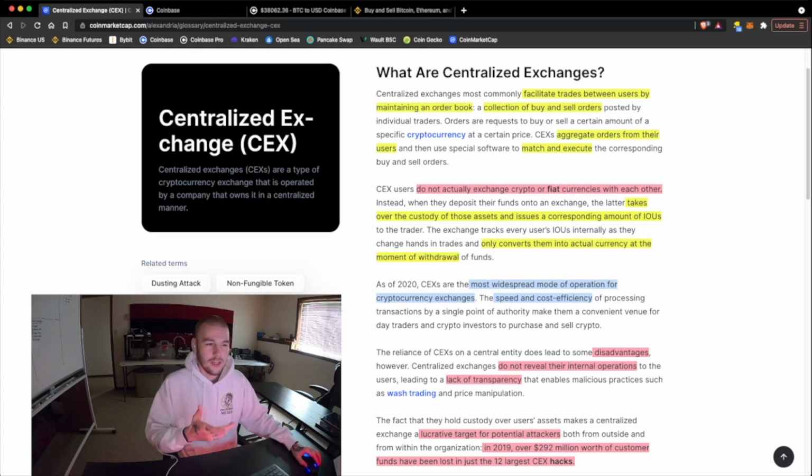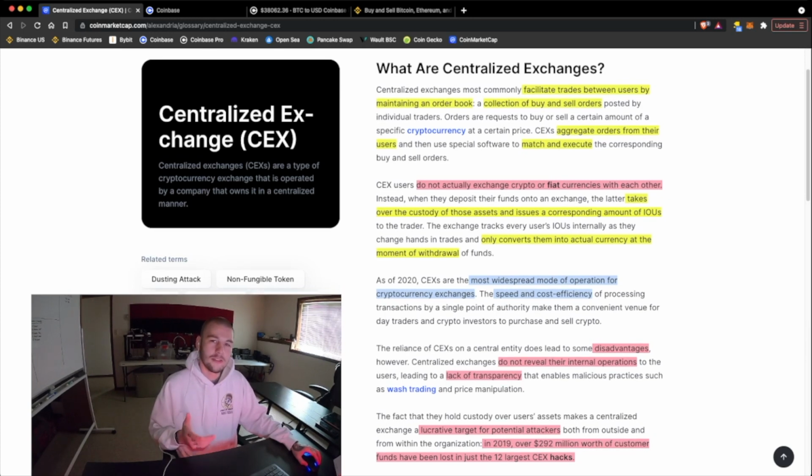So to start, a centralized exchange is basically any company that facilitates trades between users by maintaining an order book, which is just a collection of buy and sell orders. For example, if I wanted to buy Bitcoin, they would match my order with the order of someone that's looking to sell. For instance, if I was looking to buy some Bitcoin or Ethereum, my buy order would get matched with someone else's sell order. This is known as aggregation, and it's basically how centralized exchanges work.